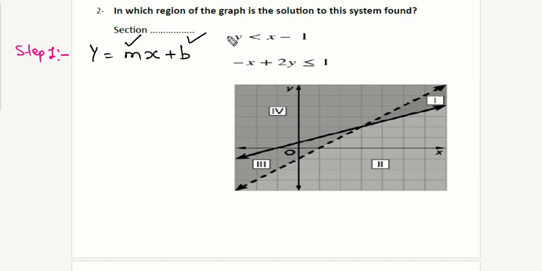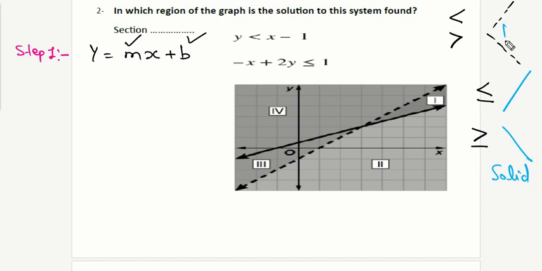One more thing that you need to remember: if you have a less than or more than sign, is the line solid or dashed? There will be a dashed line. If you have less than or equal, more than or equal, what kind of line will you get? Solid. This is your solid line and this is your dashed line. Okay, now you guys try it. I'll give you 5 minutes, and until then I'll pause the video. You try and let's see what your answer is.